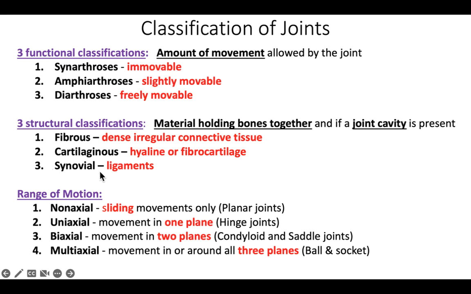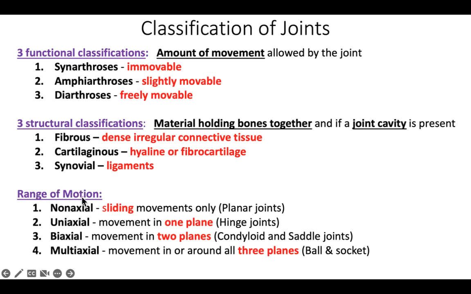And those are the ones we're going to spend most of our time learning about. And all synovial joints are classified as diarthrotic. All right, they're freely movable. But they too have different categories. The range of motion, we've got 4 categories there.